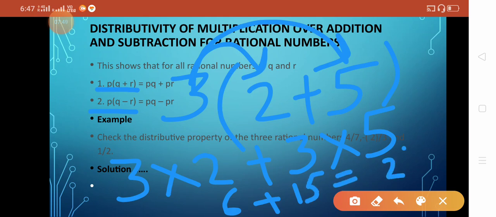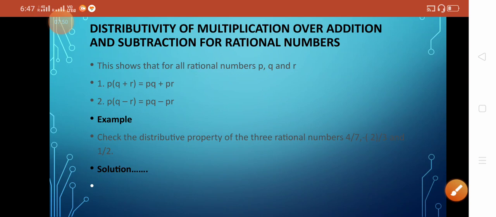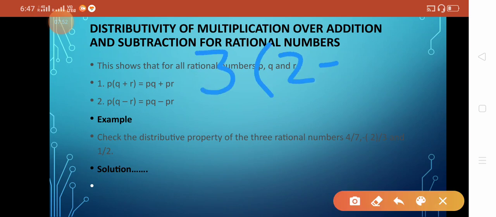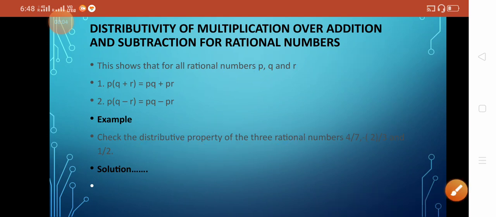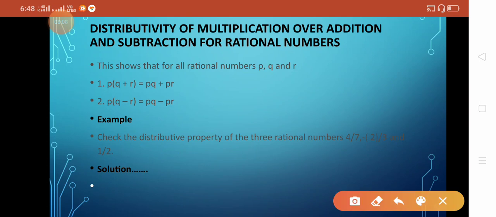3 2s are 6 plus 5 3s are 15. Answer is 21. And if you simply solve the bracket, 3 multiply (2 plus 5), that is 3 into 7, and the answer is 21. In both cases the answer is the same. So this is nothing but the distribution of multiplication over addition and subtraction. You just have to multiply the outer number by each number inside the bracket. As many numbers as are given in the bracket, you have to multiply by each number.